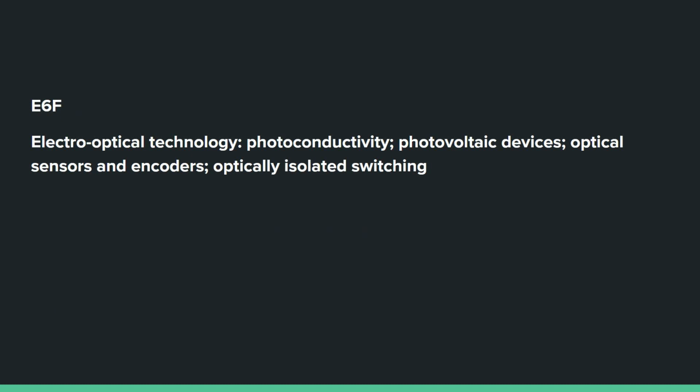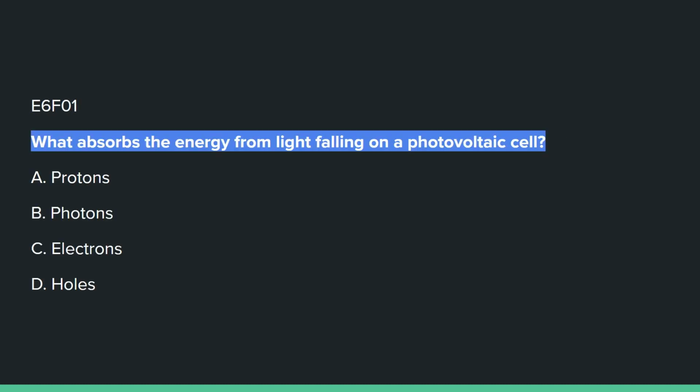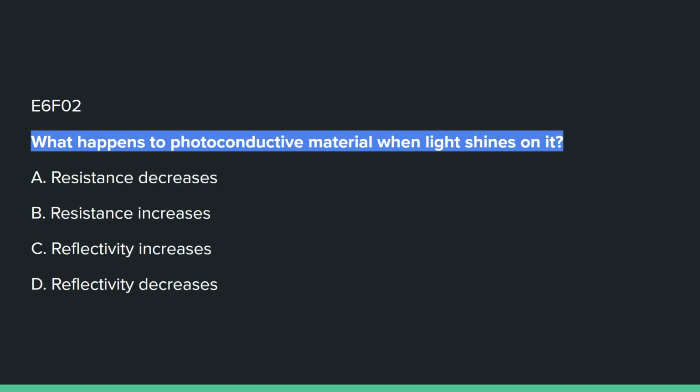E6F, electro-optical technology, photoconductivity, photovoltaic devices, optical sensors and encoders, optically isolated switching. E6F01, what absorbs the energy from light falling on a photovoltaic cell? Electrons. Answer C. E6F02, what happens to photoconductive material when light shines on it? A. Resistance decreases.